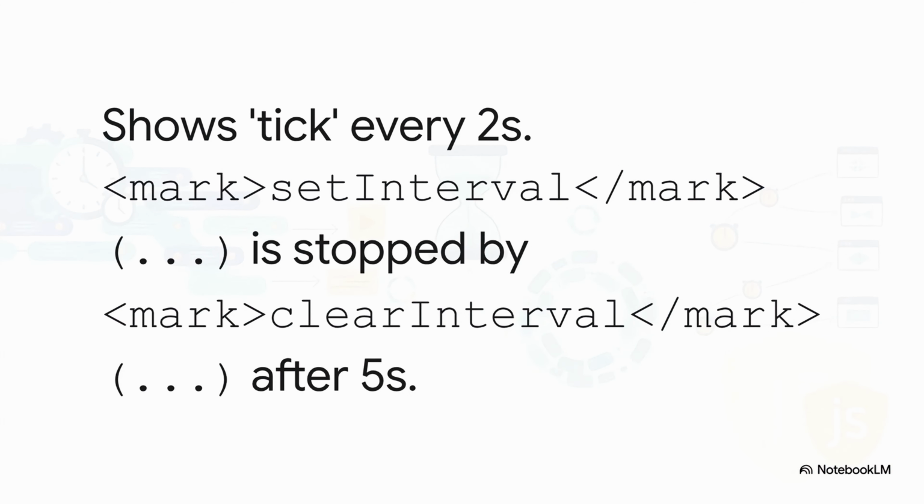In this example, we're doing something pretty cool. We start an interval set that's going to pop an alert that says tick every 2 seconds. Now that would get annoying fast, right? So we also set a timeout to run after 5 seconds, and its only job is to call clear interval to stop our repeating tick and then show one final stop alert.